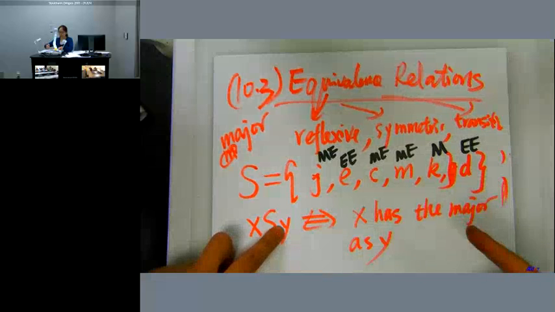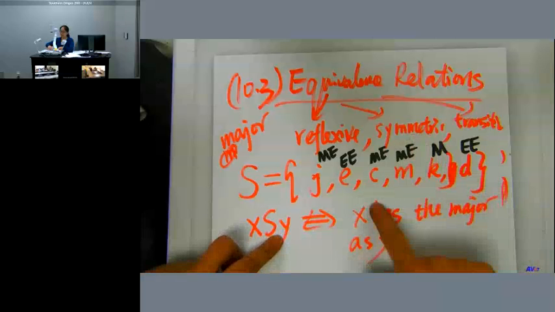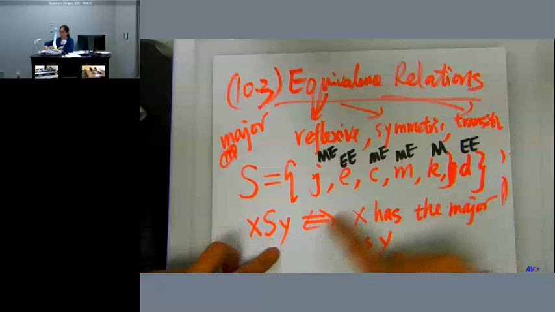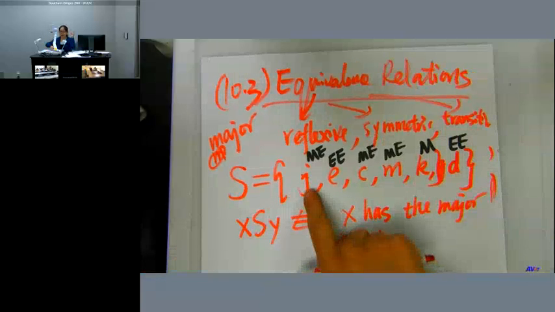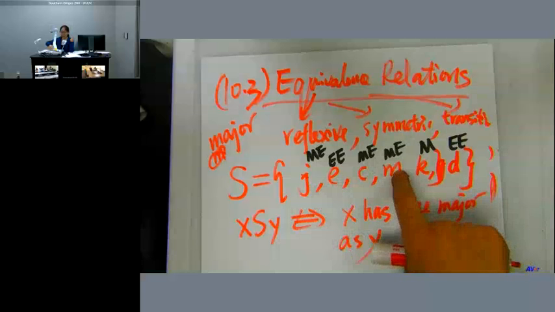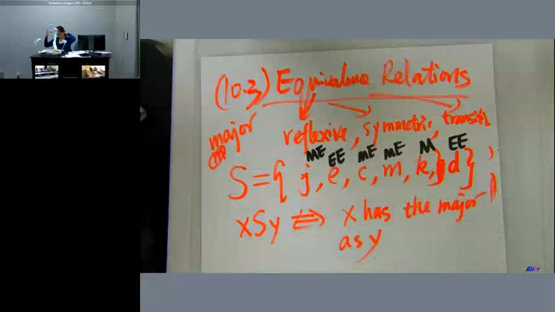Okay, that's reflexive. Why is this symmetric? Yes, that's right. If you have the same major as somebody else, that somebody else must have the same major as you, right? That's called symmetric. You switch them. Why is this transitive? Three people, right? If the first student has the same major as the second student, and the second student has the same major as the third, you can guarantee the first student must have the same major as the third, right? That's very, very intuitive.